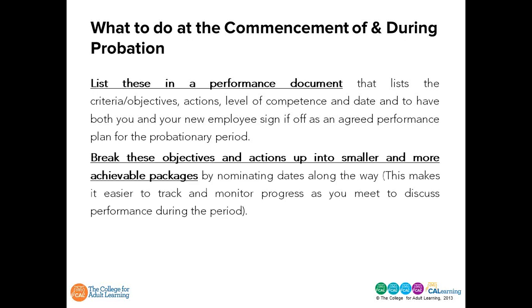Where you can, it's also really a good idea to break these objectives and actions up into smaller and more achievable packages by nominating dates along the way. Say, for example, if you've agreed a 3-month probationary period, then you can nominate specific actions or goals to be achieved each week or fortnight or even a month over the 3-month period. This is easier to track and monitor progress as you meet to discuss performance during the probationary period.